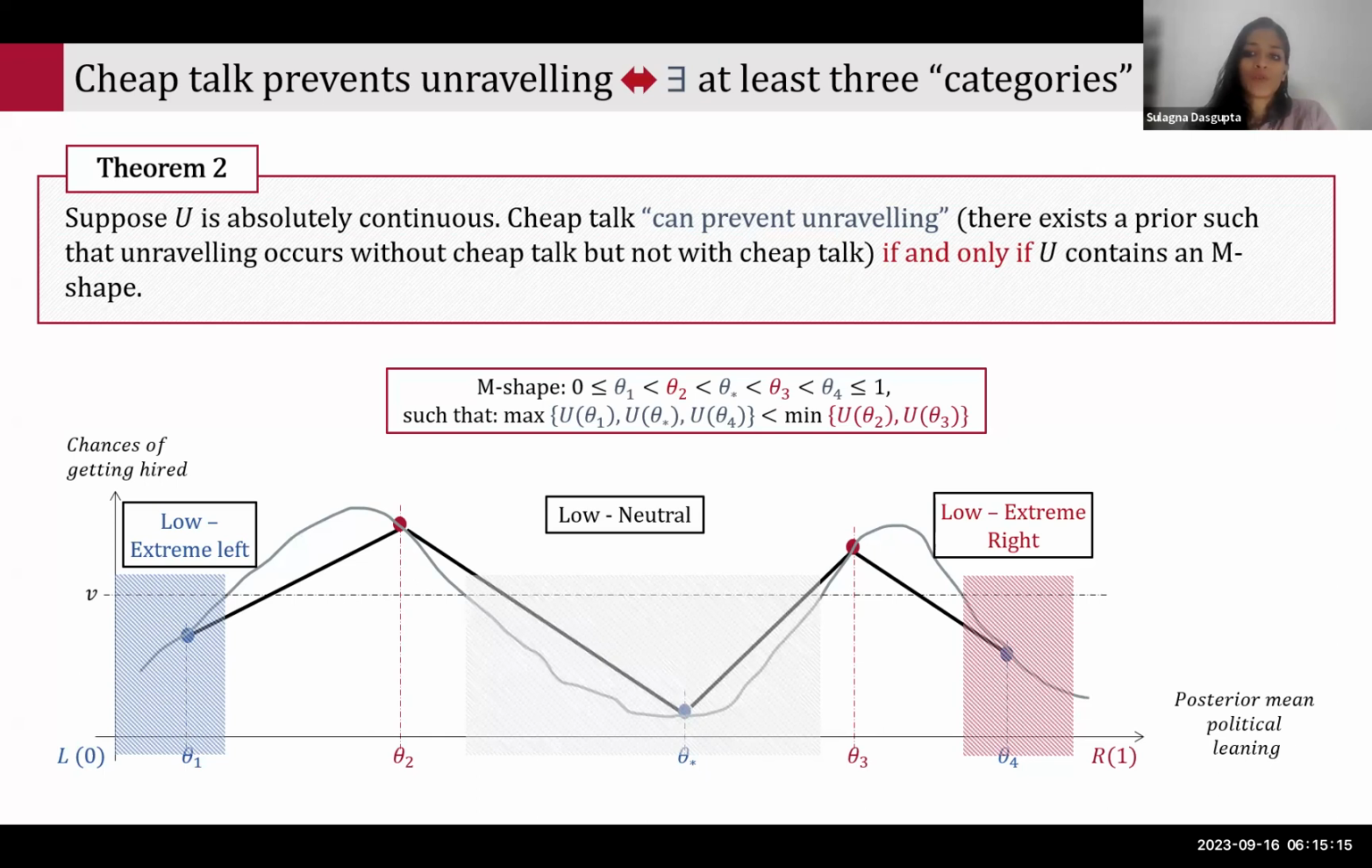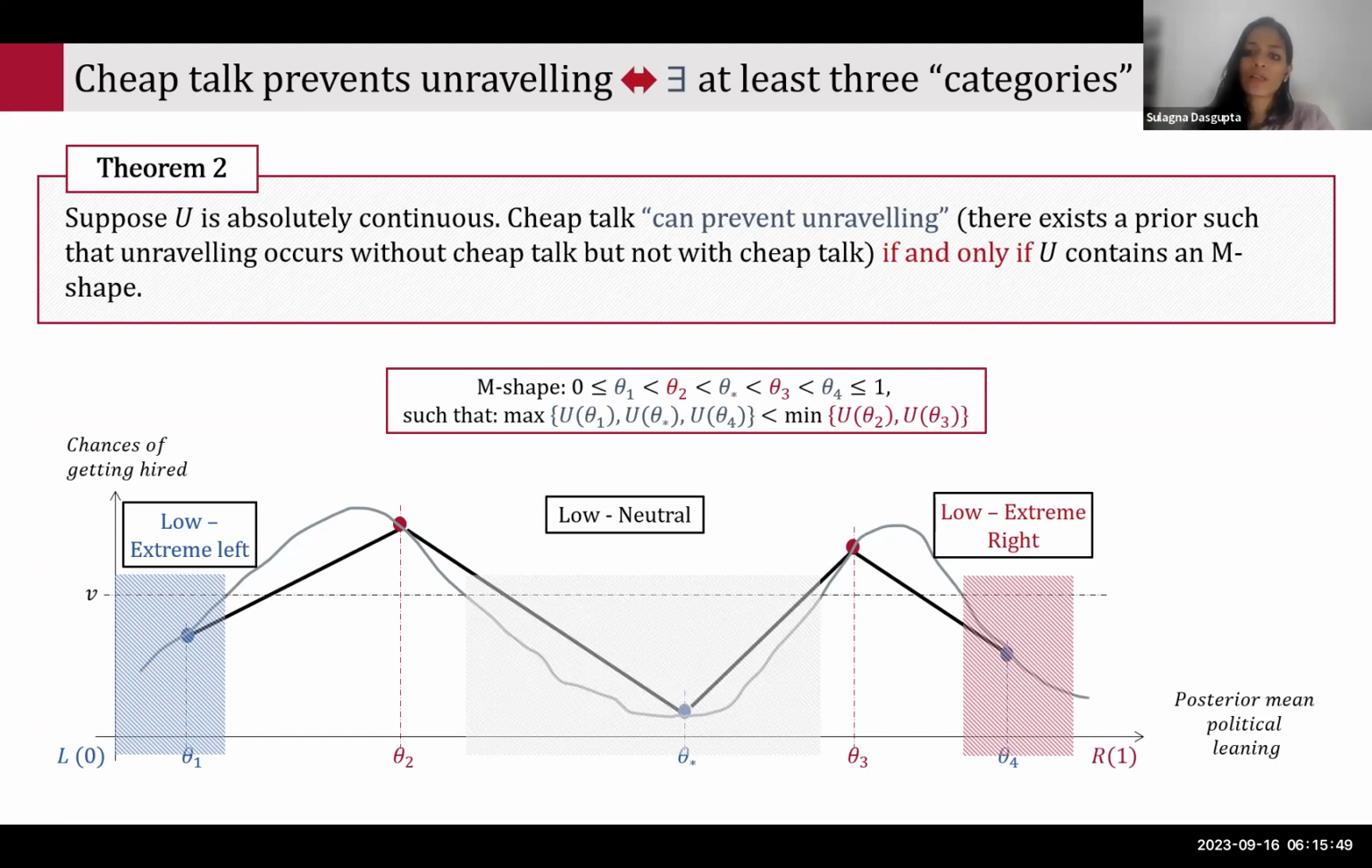Formally, what we show is that for cheap talk to be effective, we need at least 3 disjoint intervals of low types for some non-disclosure payoff. More intuitively, we should think of the 3 intervals as 3 distinct categories of low sender types. I'll explain why in a moment. So in our example, let's see what these 3 categories are. They are neutral, right extreme, and left extreme, as highlighted in the figure.